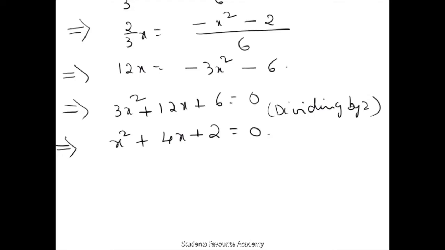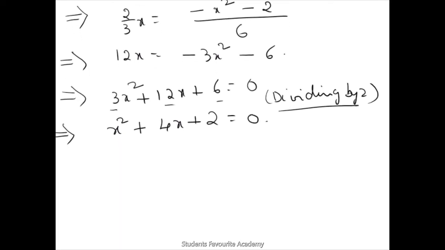Even if you don't write, this is okay, but I have written this for you to understand. What we did, we divided the whole thing by 2 because every number here is divisible by 2. Now this is in the form of a standard quadratic equation. Here a is equal to 1, b is equal to 4 and c is equal to 2, right?